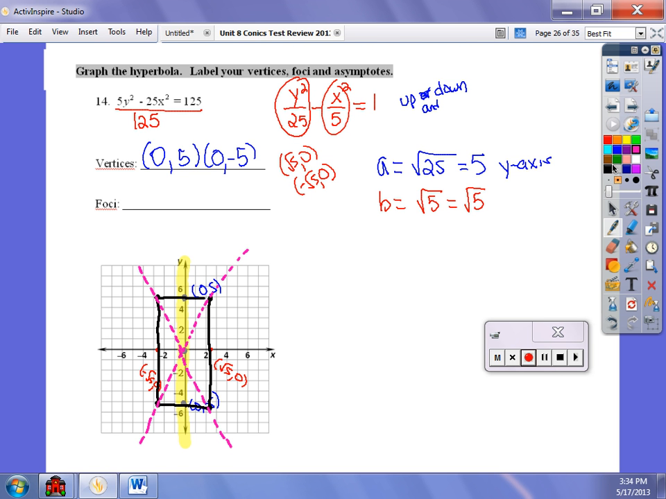Asymptote is how far up and over are you going? So you're going up 5 over square root 5. Now the thing is, you're not allowed to have square roots in the denominator. We never went through that whole process, but you should have in geometry. But this is really equal to 5 square root 5 over 5, which is really square root 5x. Don't worry, this will not be on the test.